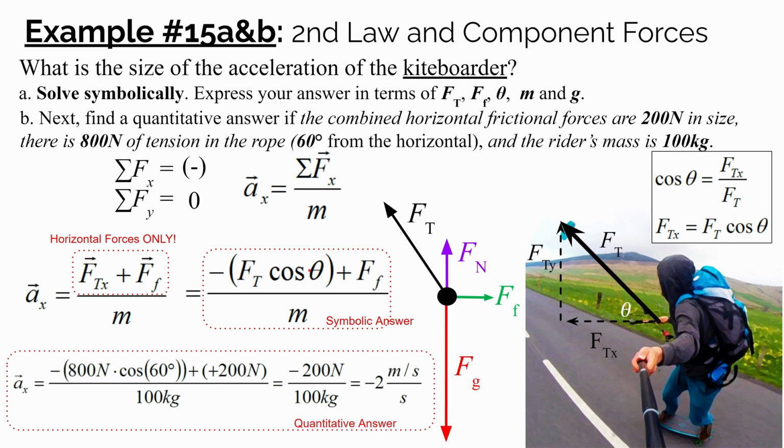So just to show you what that looks like, we take our symbolic answer, our solution, we plug in the tension force, the angle, the size of the combined frictional forces, keeping in mind the signs in our expression we found, divided by the mass, and you'd end up getting the sum of the forces on the kiteboarder is negative 200 newtons. There's 200 newtons more to the left than the right. We divide by the mass of 100 kilograms, and you'd end up getting an acceleration of negative 2 meters per second per second.